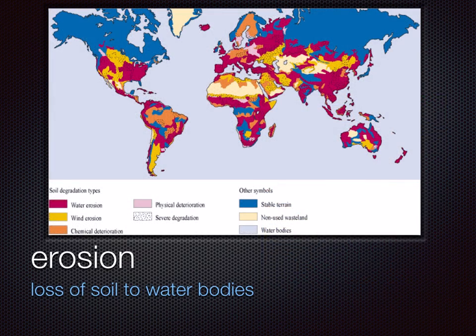Now, we should mention erosion here, because erosion is a key and very important factor, especially with climate change and changing precipitation patterns. We have a real threat on our hands with soil conservation. In some parts of the world, soils are lost due to water erosion, sometimes lost to wind erosion. Sometimes it's a chemical or physical loss of soils.